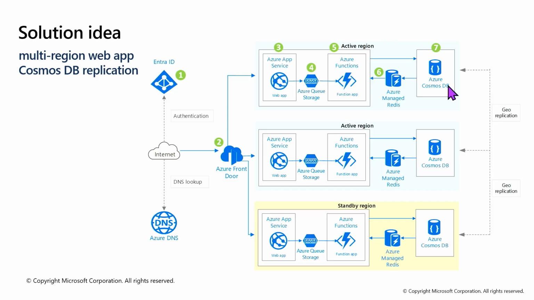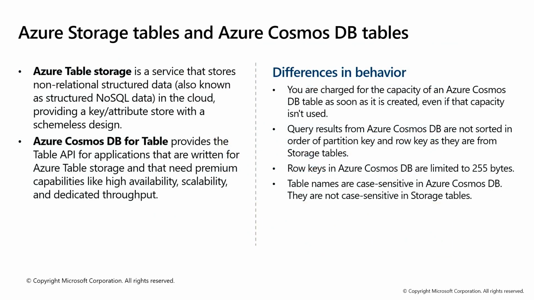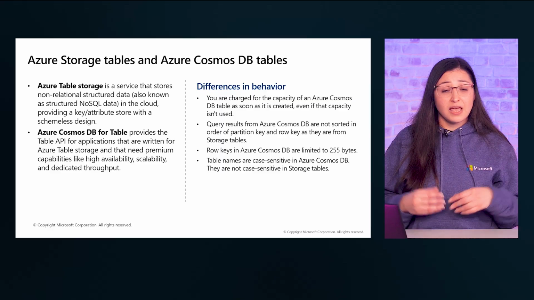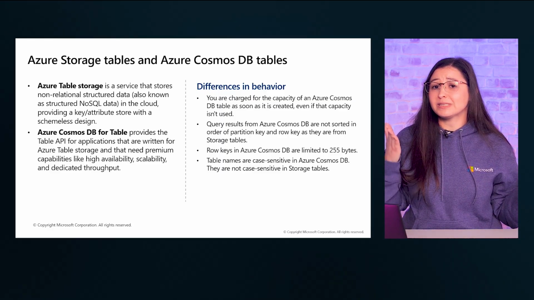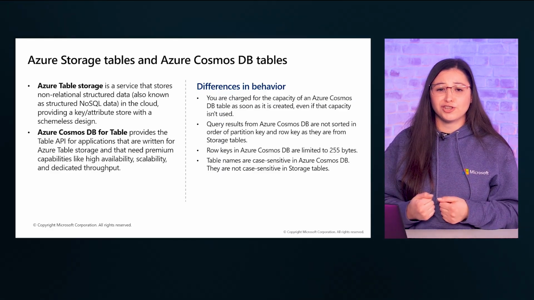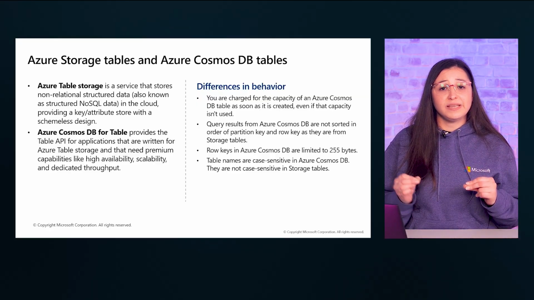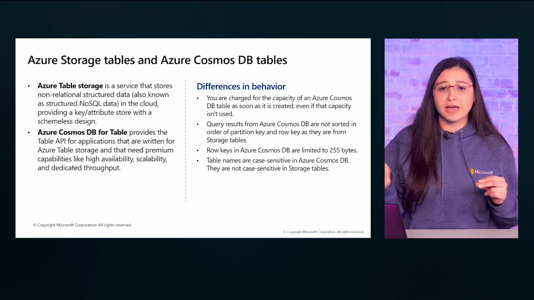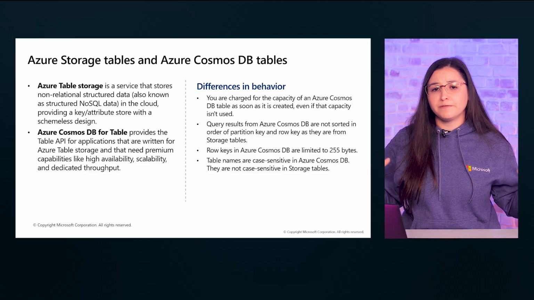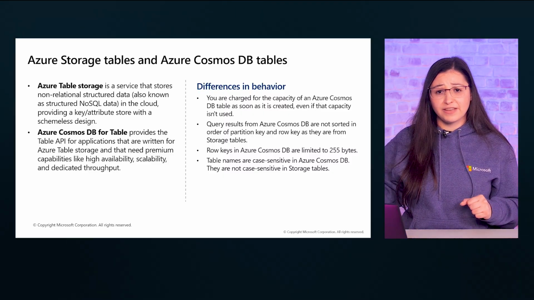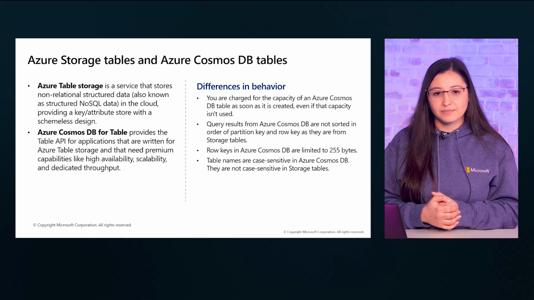Azure Cosmos DB uses geo-replication to all operational regions. Azure Storage Tables and Azure Cosmos DB Tables are two key attributes stored with different capability levels. Azure Table Storage is a simple, schemaless, key-value style storage. Cosmos DB Table API is a table-compatible API plus premium features such as scalability, availability, and high throughput.